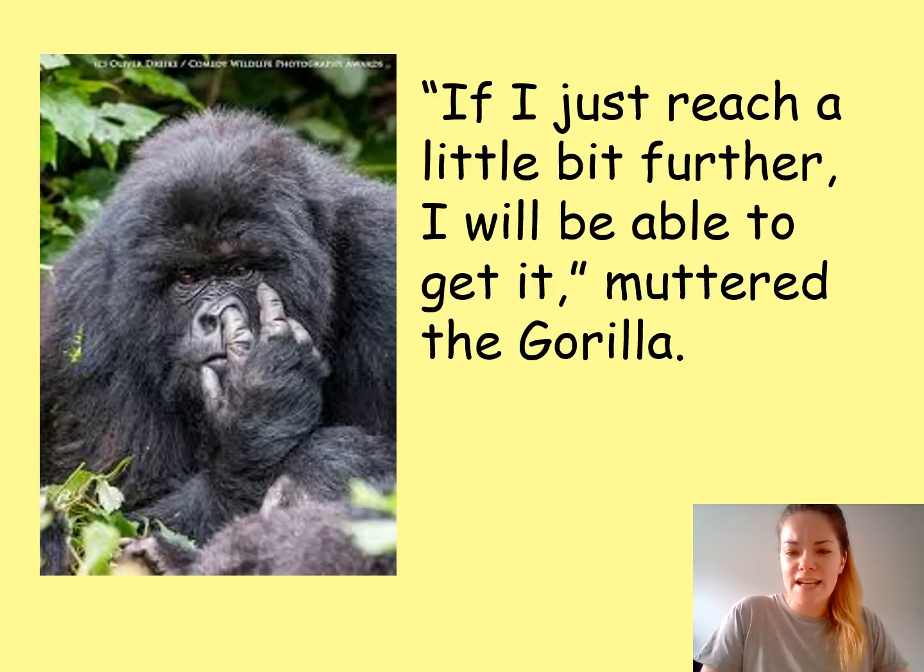So I have said, "If I just reach a little bit further, I'll be able to get it," muttered the gorilla. Now you can see that I've used a synonym for said. I've also got my inverted commas around the direct speech, so the words that would come out of the gorilla's mouth. And I've used my piece of punctuation before I close my inverted commas. Now I've used a comma here because I've still got to say how the gorilla said it and who it was said by, so my sentence is not yet finished.